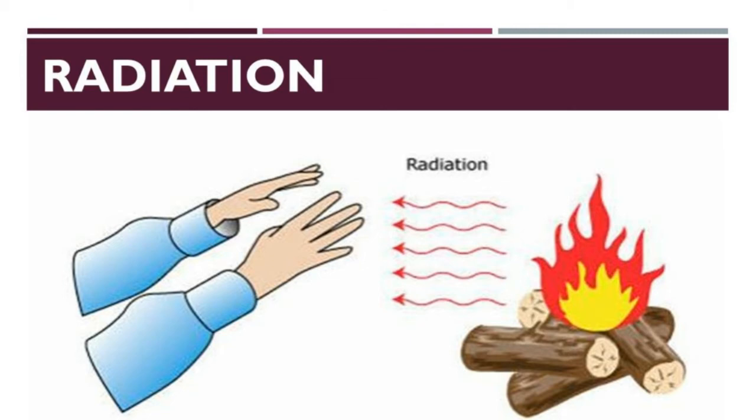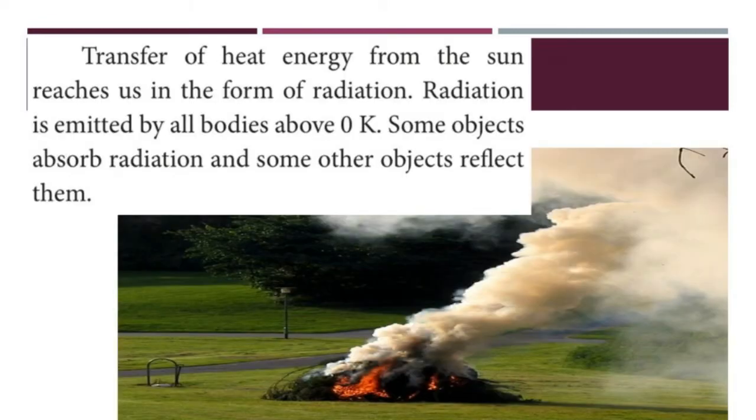Radiation consists of electromagnetic waves traveling at the speed of light. Thus, radiation is the flow of heat from one place to another by means of electromagnetic waves. Heat energy from the sun reaches us in the form of radiation. Radiation is emitted by all bodies above 0 Kelvin. Some objects absorb radiation and some other objects reflect it.